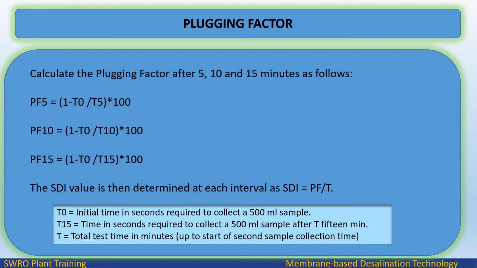T0 equals the initial time in seconds required to collect a 500 milliliter sample. T15 equals the time in seconds required to collect a 500 milliliter sample after 15 minutes. T equals the total test time in minutes up to the start of the second sample collection time.